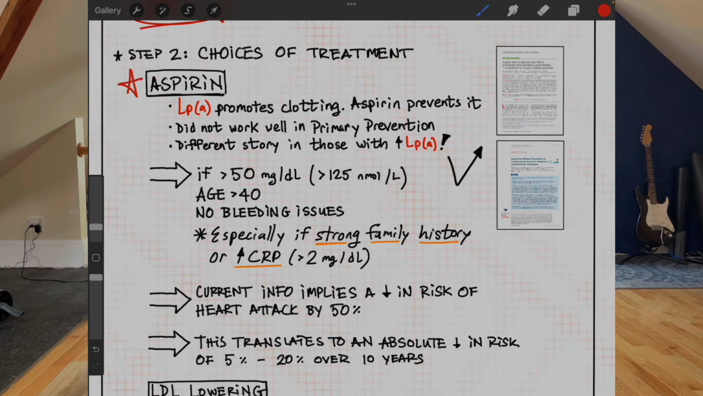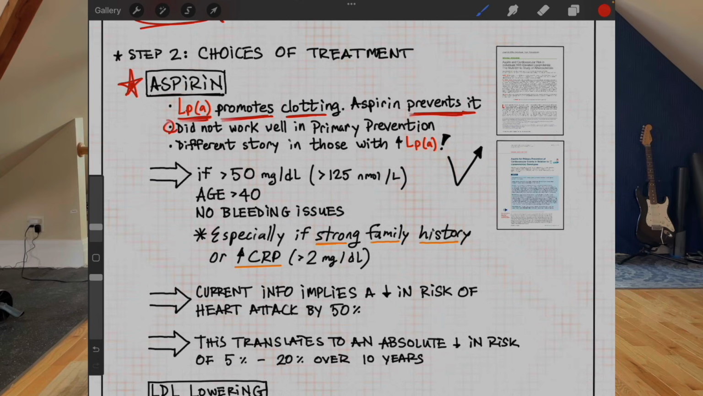By far the most obvious thing to do is take an aspirin. I can't tell you to take an aspirin, but that would be a general recommendation I would give most of my patients. Why is that? So lipoprotein(a) promotes clotting, and aspirin obviously prevents it. So there's some logic to why it might work. Aspirin might decrease heart events in people with elevated lipoprotein(a).